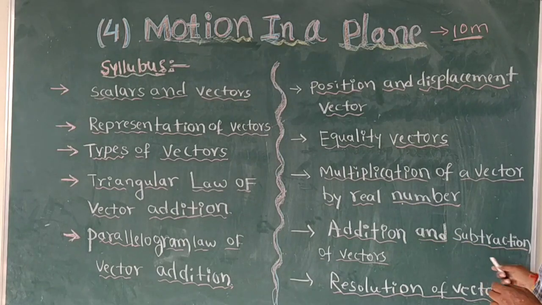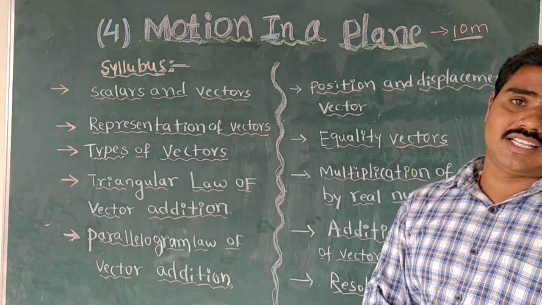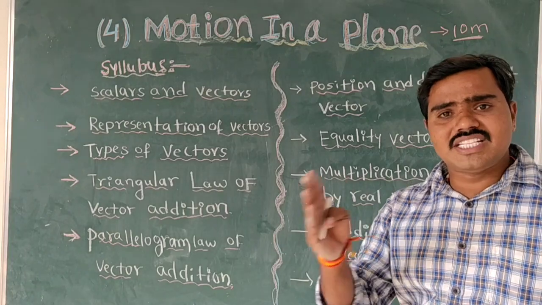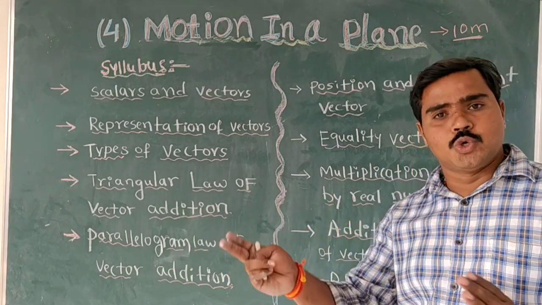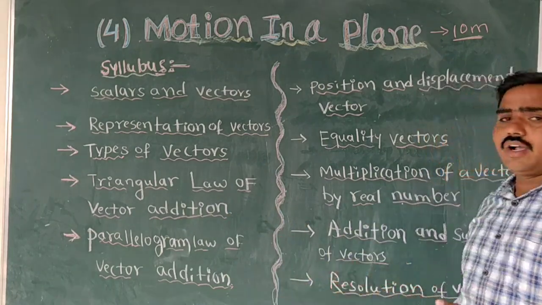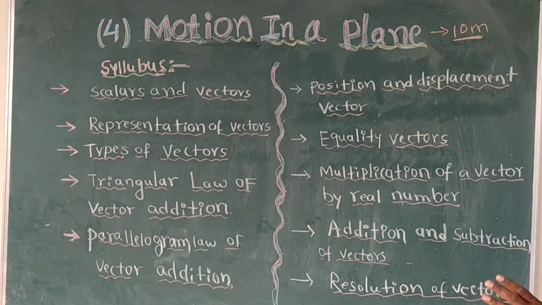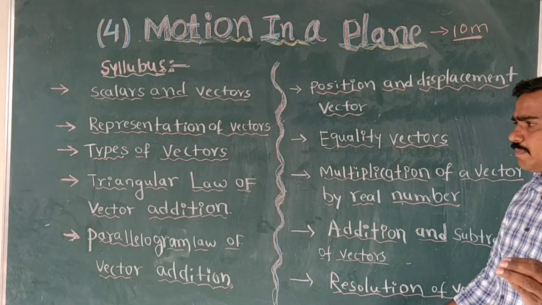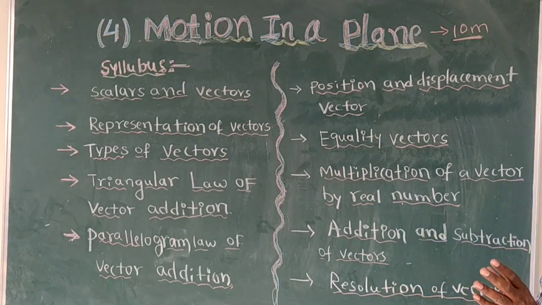Addition and subtraction of vectors, and the last one is the resolution of a vector. Resolution means resolving, separating the vectors. For example, 7 is divided into 2 parts, 3 plus 4, or like this, 5 plus 2. It means resolution, separating the vectors. Up to here, resolution of vectors is over. These are only the explanation of the syllabus. Up to here, I explained the syllabus.